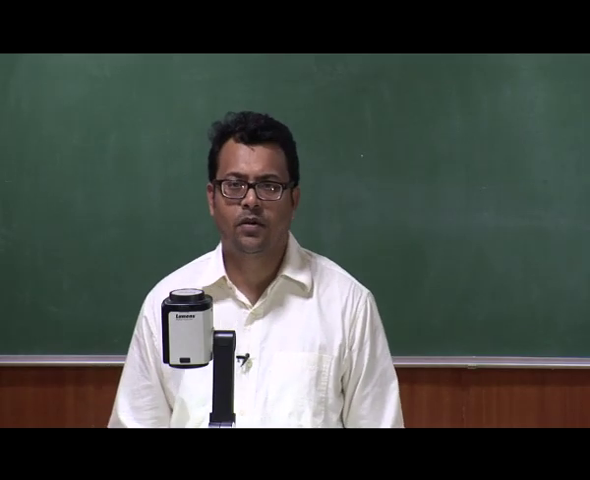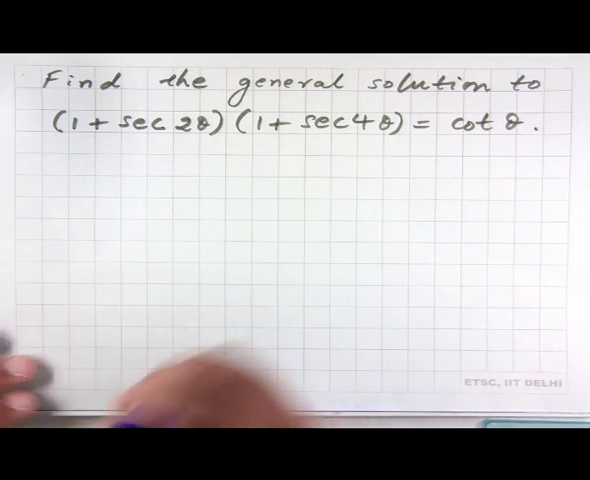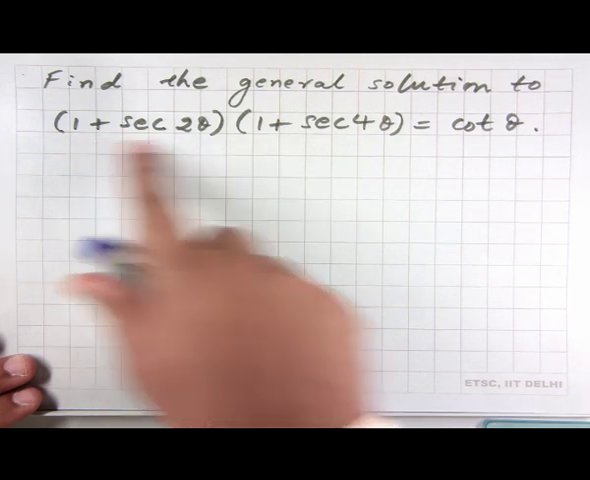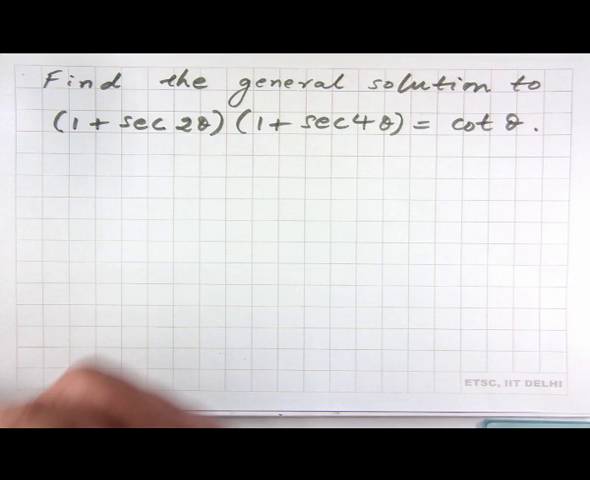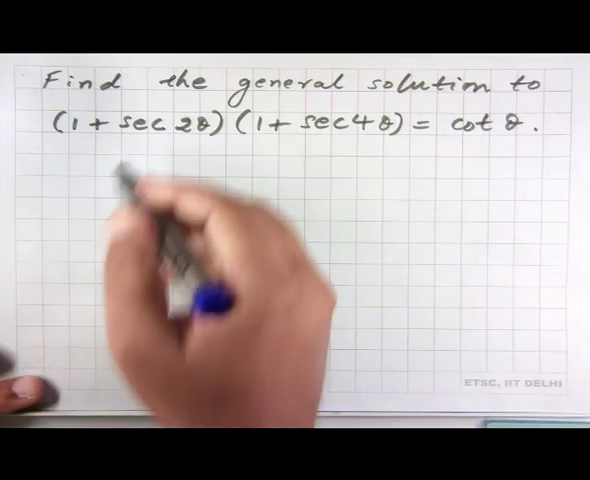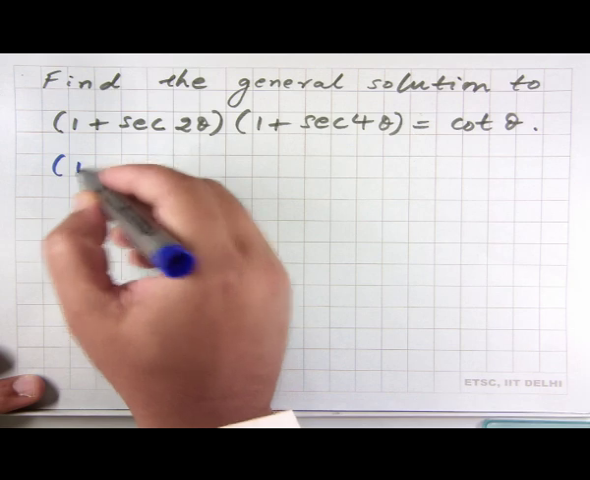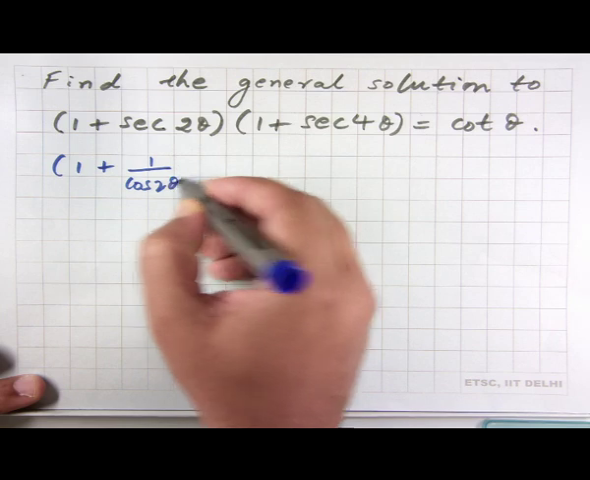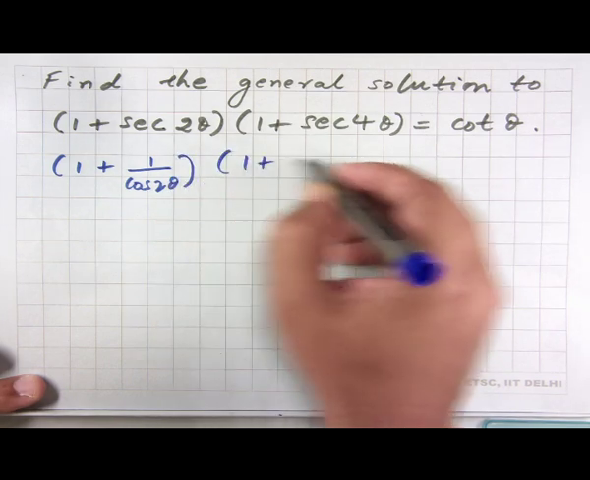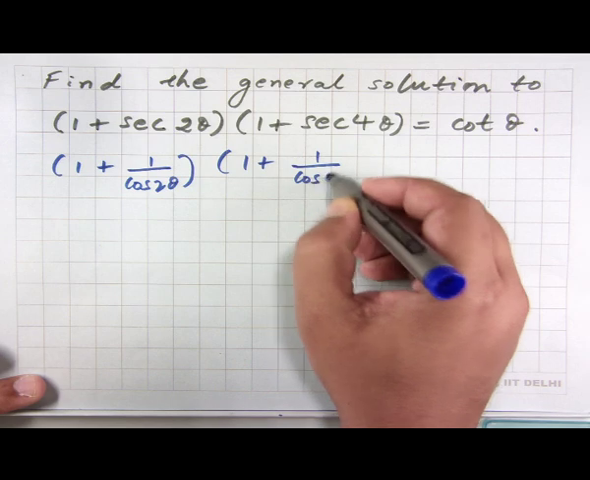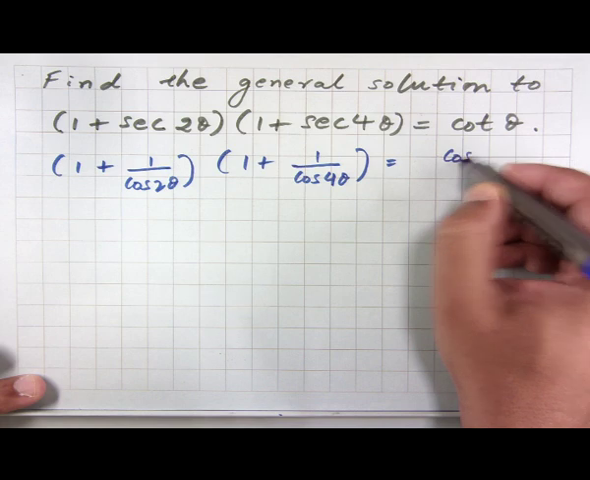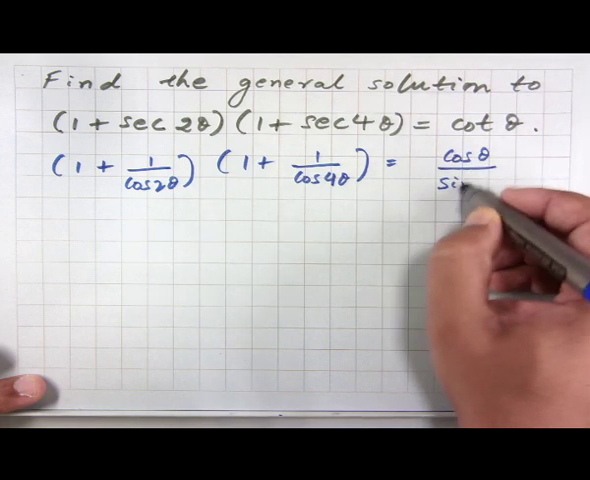So here is the next problem. It is asking us to find the general solution to this trigonometric equation. And again, what we can do here is write this as 1 plus 1 over cos of 2 theta into 1 plus 1 over cos of 4 theta is equal to cos theta over sin theta.